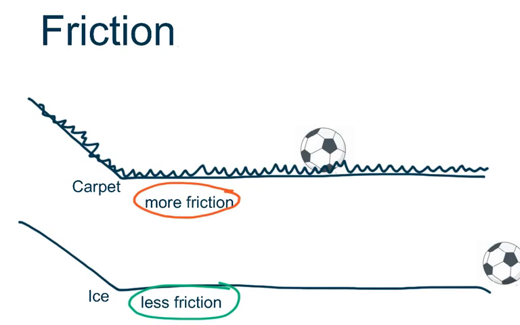When our object is rolling down a surface with more friction, it's going to stop sooner and it's going to go slower, as in the carpet. But when our object is rolling on a surface with less friction, like the ice, it's going to go faster and it's going to travel longer before it eventually stops.